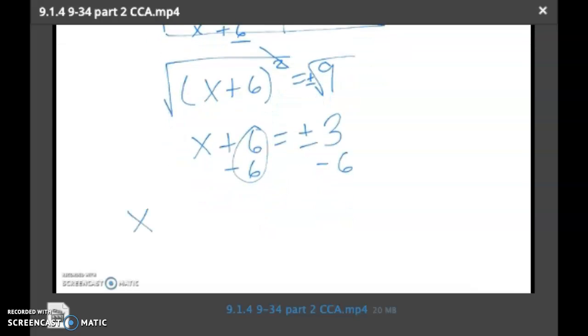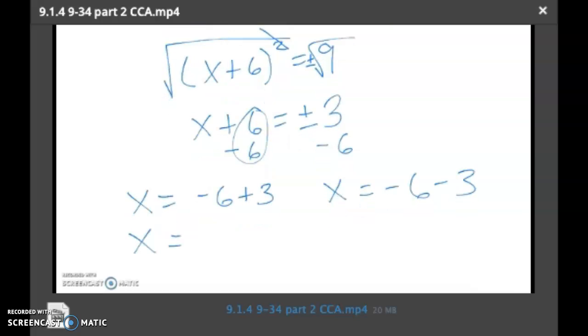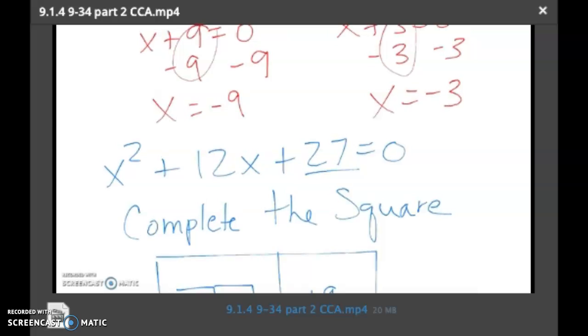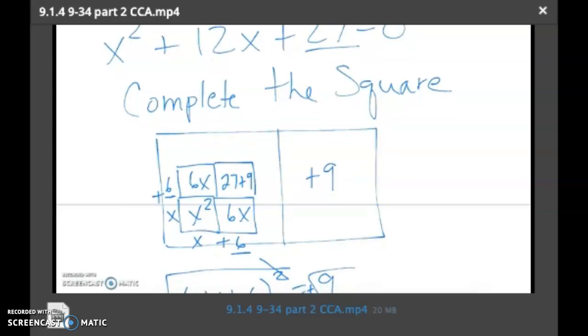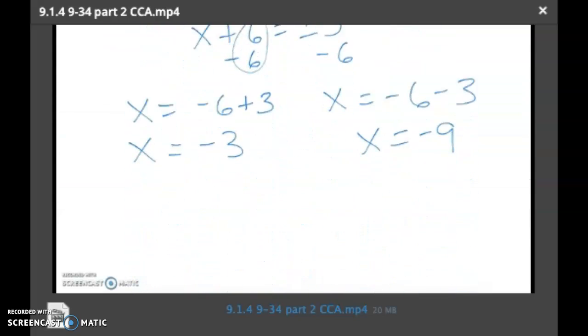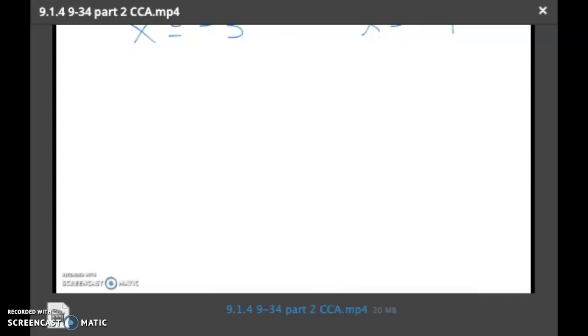So now I have two equations here. So I have x equals negative 6 plus 3, and I have x equals negative 6 minus 3. And if I keep solving those, I get x equals negative 3 and x equals negative 9. And again, I can write those as coordinate points. These are my roots. Now, if you notice, those are the exact same answers we got when we did it by using the zero product property. Okay, so no matter the method, we should get the same answer. All right, so let's do it one more time with the quadratic formula.